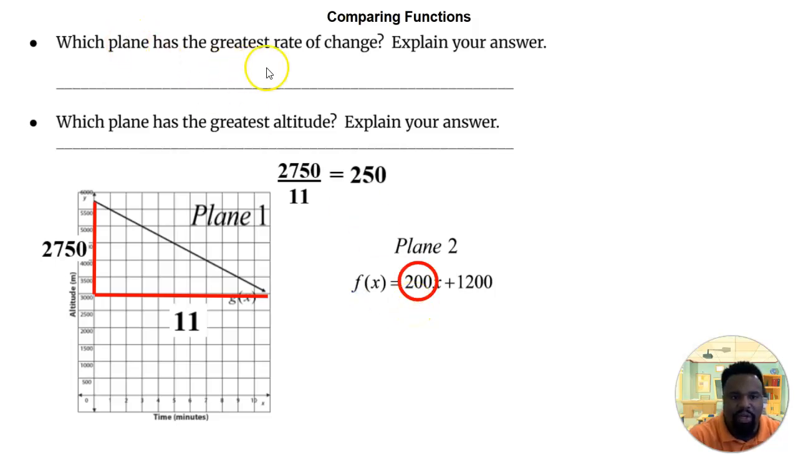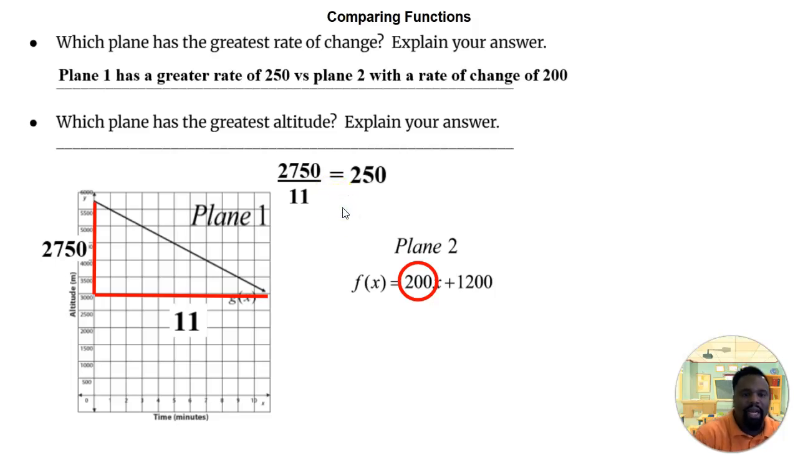All right, if you look at your graph, so let's go to the first question. Which has the greatest rate of change? All right, plane 2 has a rate of change of 200. Plane 1 has a rate of change of 250. So we could say plane 1 has a greater rate of change of 250 versus plane 2.